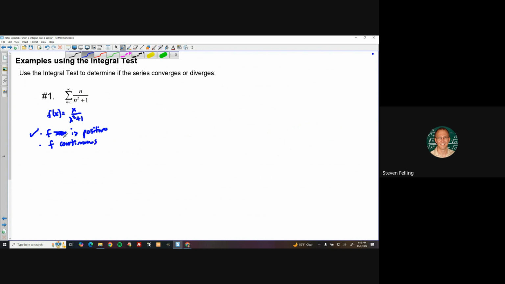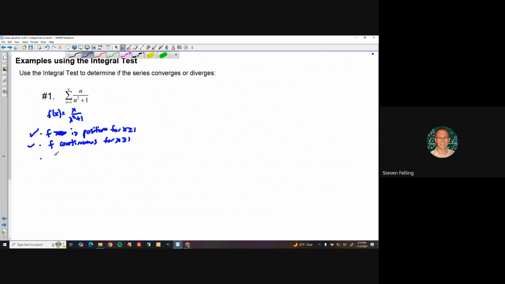I usually like to do this. f is positive for x greater than or equal to 1, and f is continuous for x greater than or equal to 1. That way it makes me think about, is this only true after a certain point? And that's definitely true because this is a continuous function. There's no place where this is undefined.